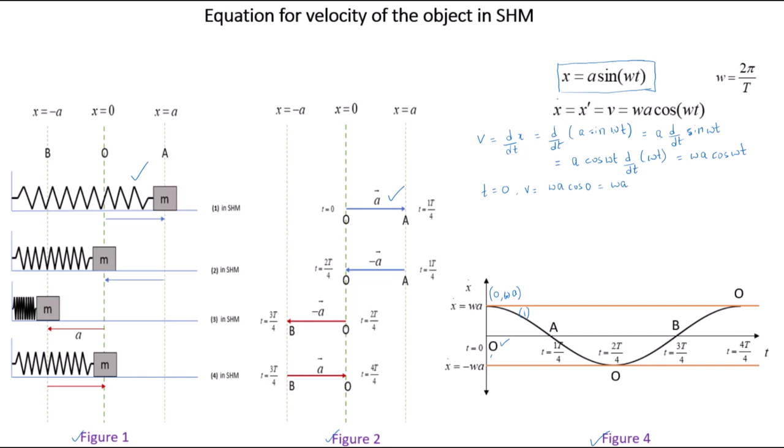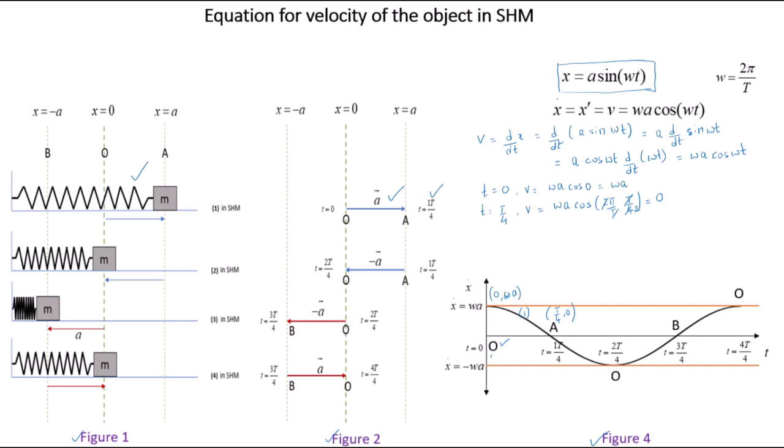And when the object is at point A, that means at the end of T by 4, if I put t equal to T over 4 and see what the velocity is, the velocity will be omega a cos of omega, which is 2 pi over T, times T by 4. So T and T cancel, and this is 2. And cos pi by 2 will be 0. So we get the value as 0. Therefore, the coordinates of point A I can write as (T over 4, 0).